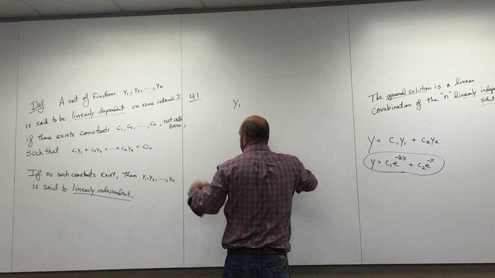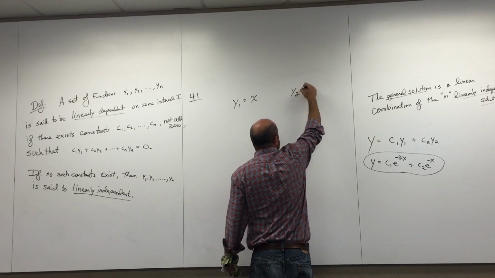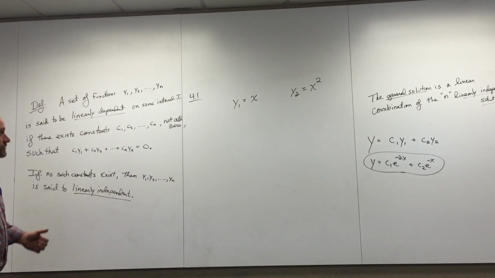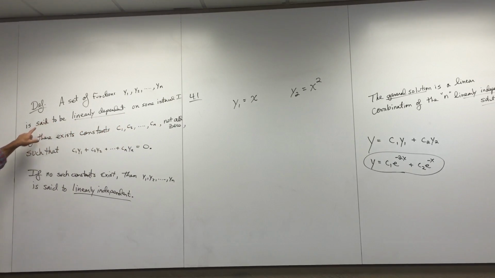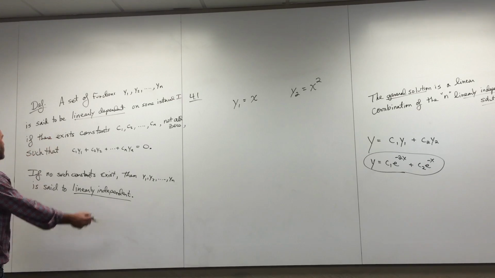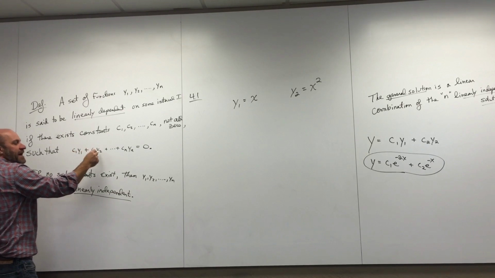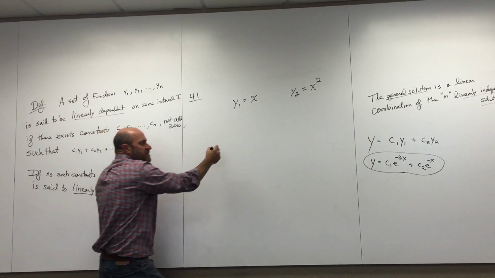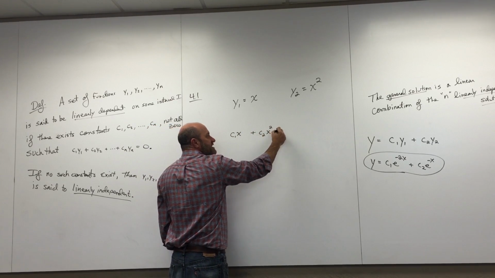Y1, so we're going to spend a little time discussing this theory. Here's a function. Y1 is x, and Y2 is x squared. According to this definition, I'm not too worried about the interval. What I'm more worried about is, can I find these constants? Does there exist constants such that if you multiply each constant by the function, somehow you can add this up and get 0? Is there some number times x and then some number?